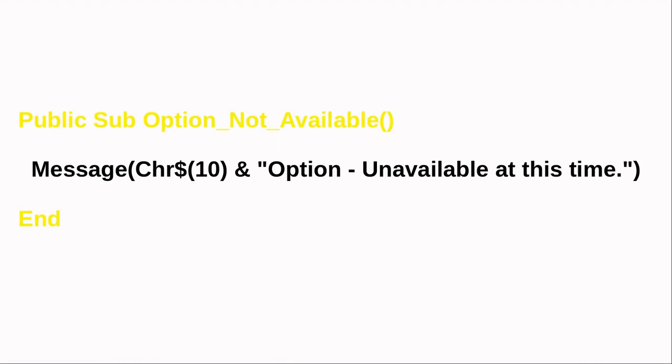This code block simply uses the now familiar message function to display a static formatted text message whenever a non-coded but enabled menu entry is selected by a user.